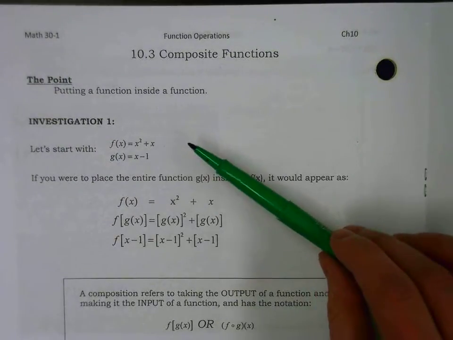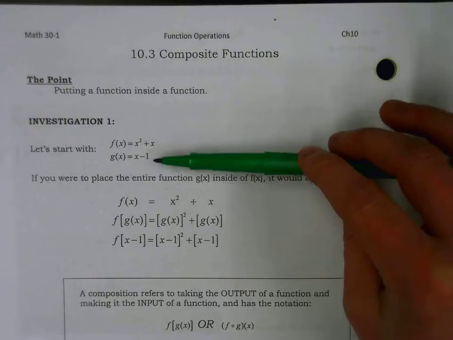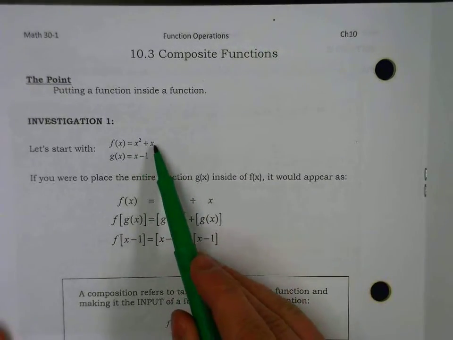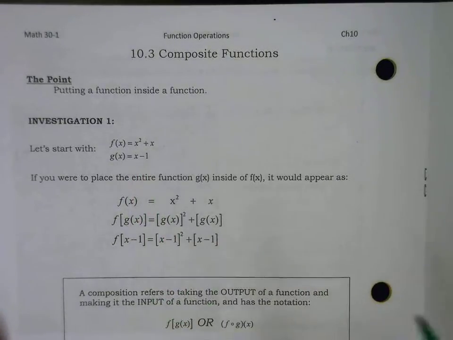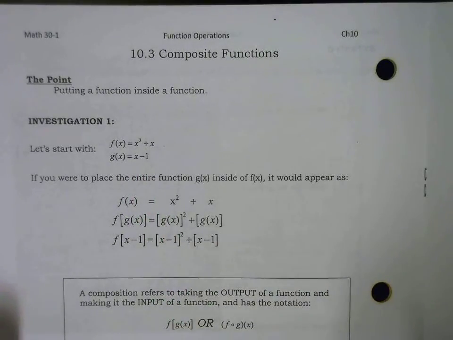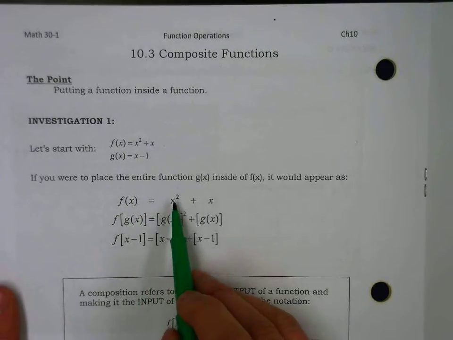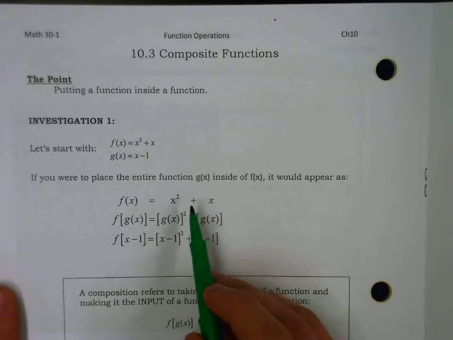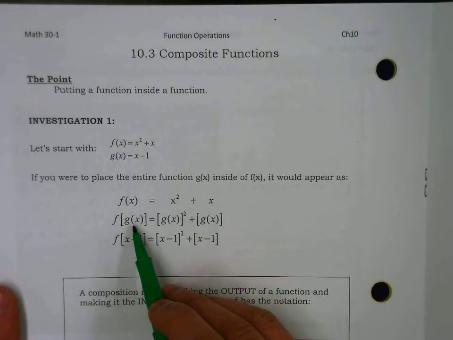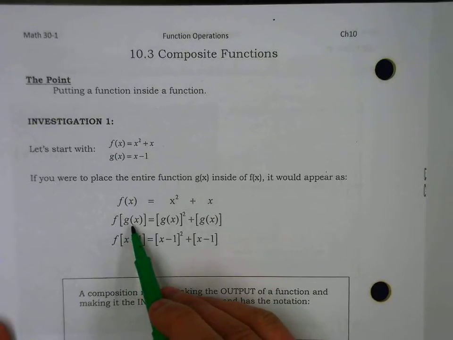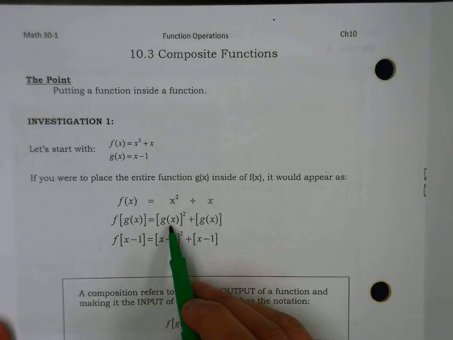We'll start with investigation 1, which has two functions, a quadratic and a line, where f of x is x squared plus x and g of x is x minus 1. And the idea again today is to put a function inside of a function. So if we have a function f of x being x squared plus x, I could take the function g of x and consider that entire y value, or output, an input into the function f. This would look like the function g of x going in place of every input x.